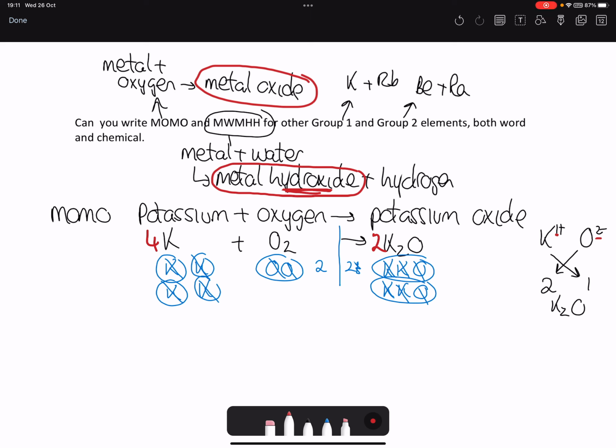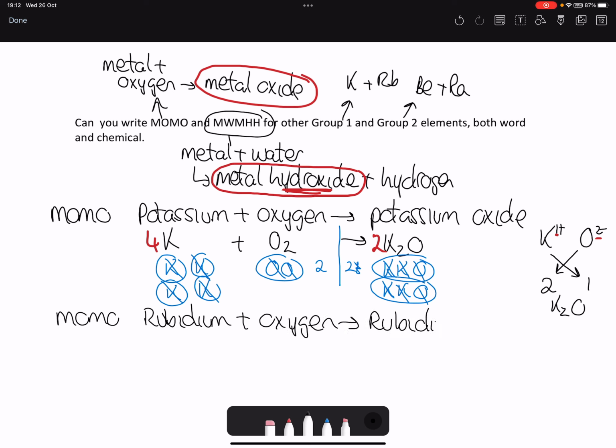Now, the good news is once you have figured out one group 1 element, then the rules stay the same for everything else. So again, if we look at MOMO, we're looking at it for rubidium. Rubidium plus oxygen gives you rubidium oxide. And again, to work it out, I know rubidium is group 1, plus 1. I know oxygen is a 2-. It is the number of the charge that I'm interested in that we're going to drop down. So when I do that, it's still a 2:1, and now I have Rb2O.